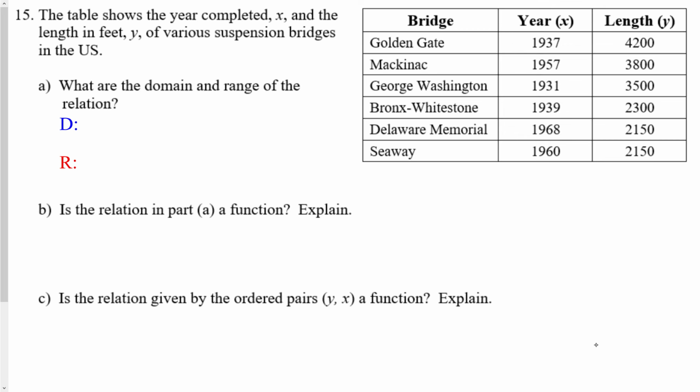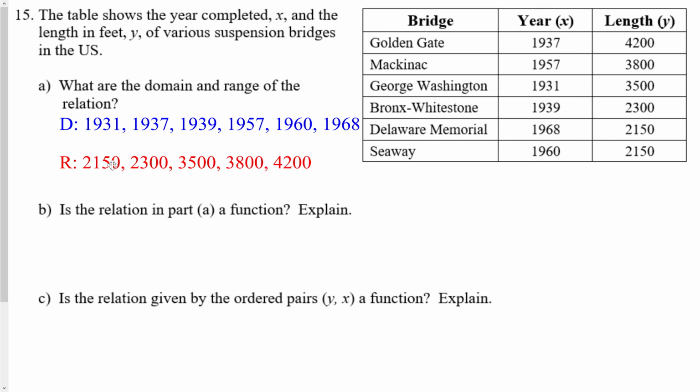Again, remember what we talked about previously. When you list the domain and range, you always want to go from the least to the greatest value without repeating any value. So again, if a number shows up more than once, you only write it down one time. So here the domain would be 1931, 1937, 1939, 1957, 1960, and 1968. The range, the length values, would be 2150, 2300, 3500, 3800, and 4200.